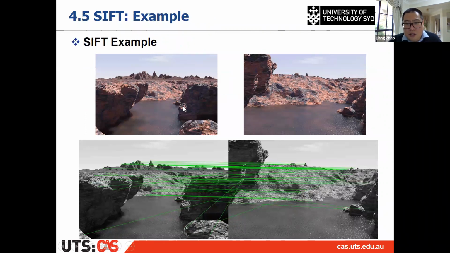Then let me give an example about the SIFT feature. You can see the two images have a huge change in viewpoint, and also in scale and rotation, right? After we apply SIFT features, you can see there are a lot of features and a lot of matches, even though the viewpoint, scale and rotation change a lot.